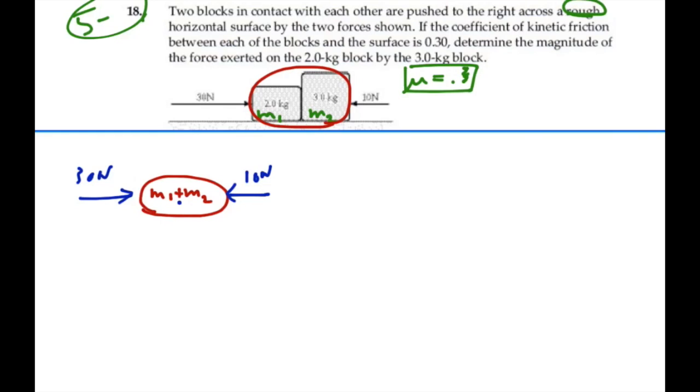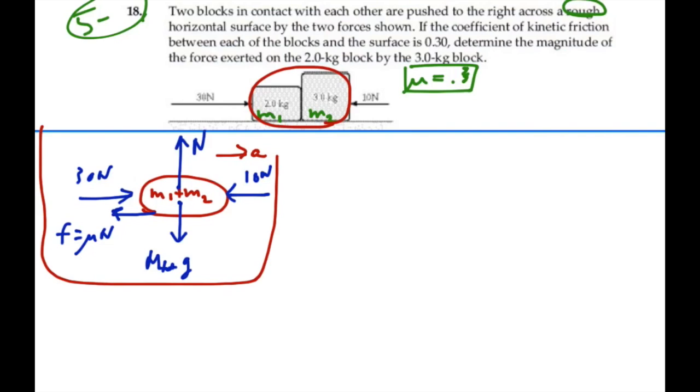Of course, there'll be weight equal to the total mass times g, and there will be a normal force, and there will be a frictional force against the sliding motion. Now, since the 30 newtons is greater than the 10 newtons, this frictional force will be against the motion, and it'll be equal to mu times the normal force. And as a result of all these forces, it will accelerate in the positive x direction. So that is our free body diagram for the total blob of mass 1 with mass 2.